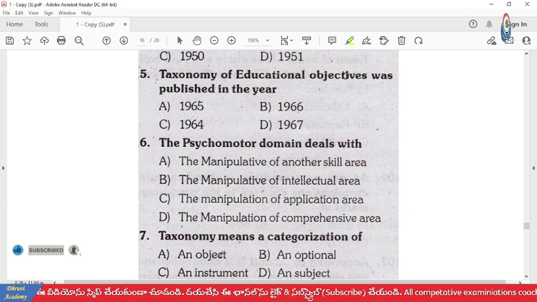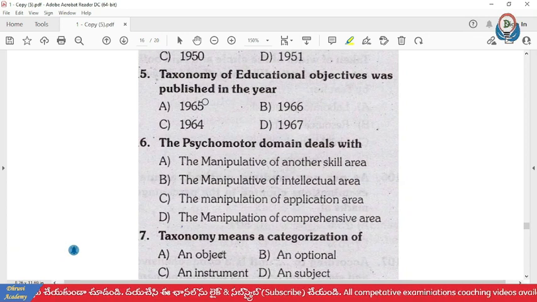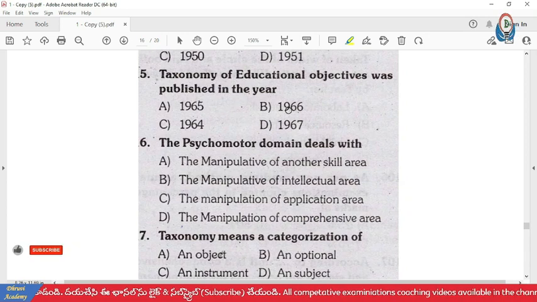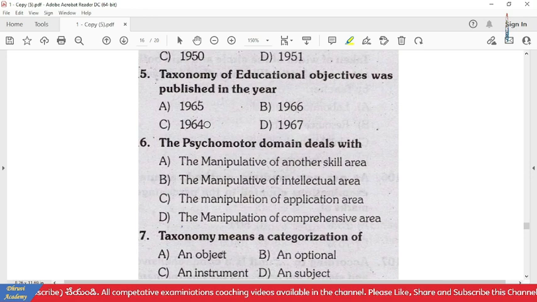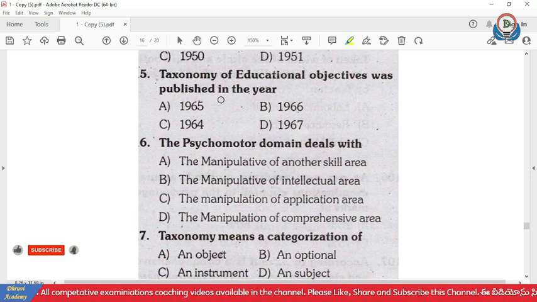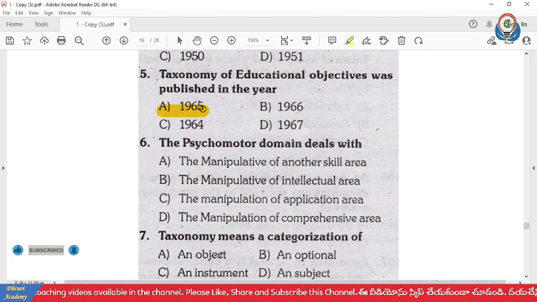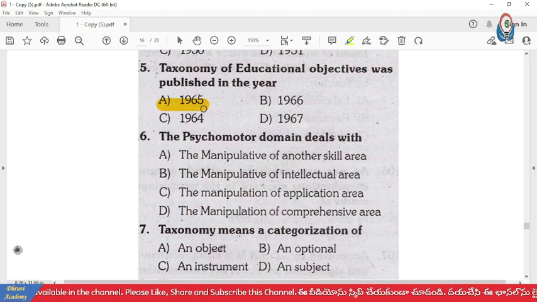Taxonomy of educational objectives was published in which year? A. 1965, B. 1966, C. 1964, D. 1966. Taxonomy of educational objectives was published in the year 1965. This will be the right answer.